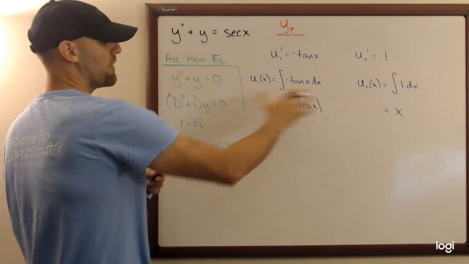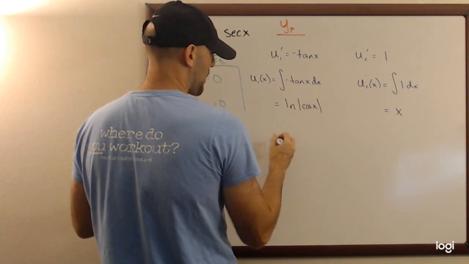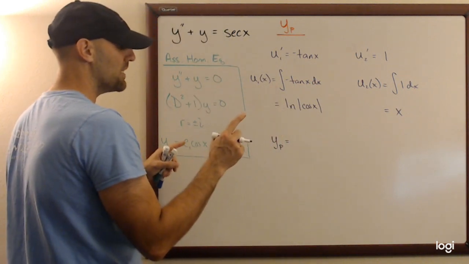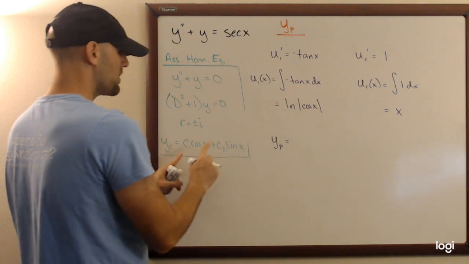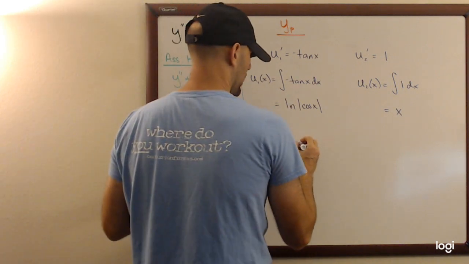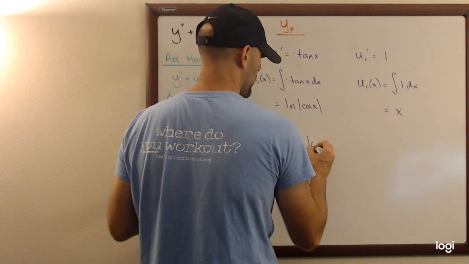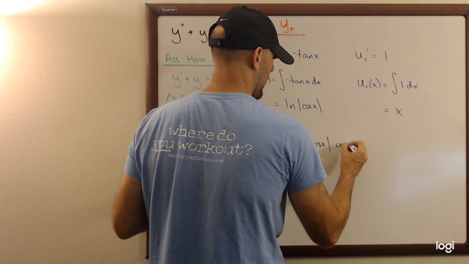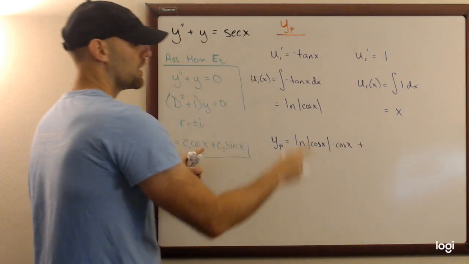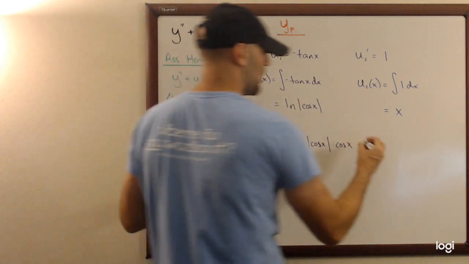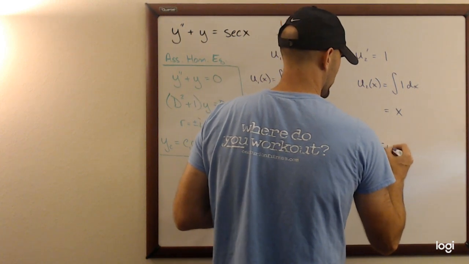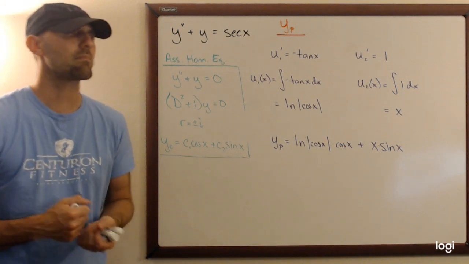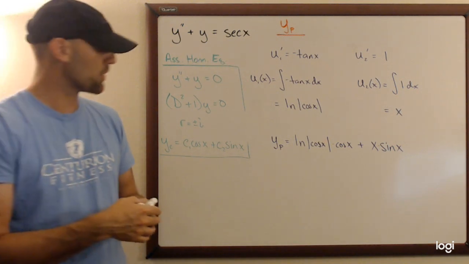Okay, so what does this tell me? This tells me now that I have u1 and u2, the variation of parameters theorem tells me that y sub p, so a particular solution, is u1 times y1, so natural log of the absolute value of cosine x times cosine x, plus u2 times y2, so plus x times sine x. Now, this gives me my general solution. Let me go and write that down.